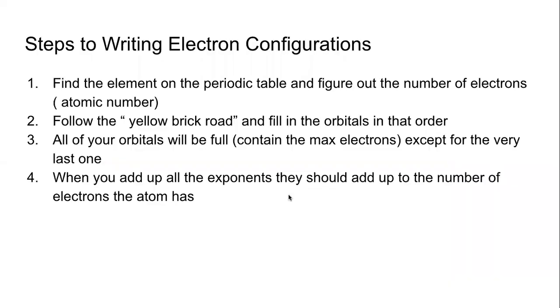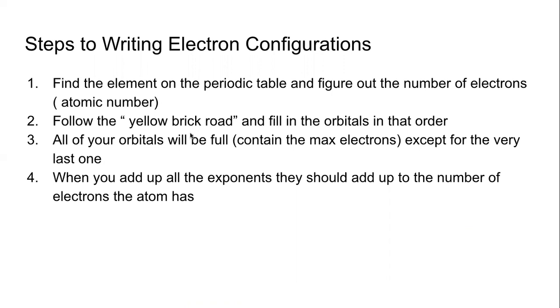So now we're going to go through the steps of writing electron configurations, following these easy steps, and then we'll do some examples. The first step is to find the element on the periodic table and figure out the number of electrons. So we already discussed that the atomic number tells you the number of the protons and the number of electrons. Then we're going to follow the yellow brick road and fill in the orbitals in that order with the number of electrons. That yellow brick road will be on the next slide.